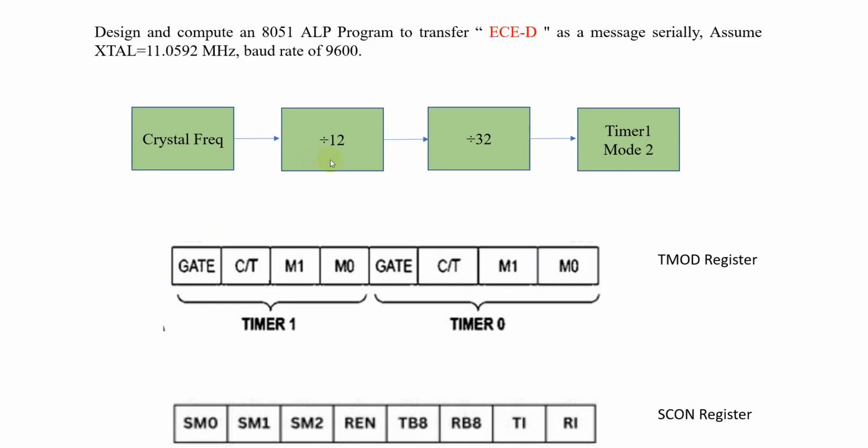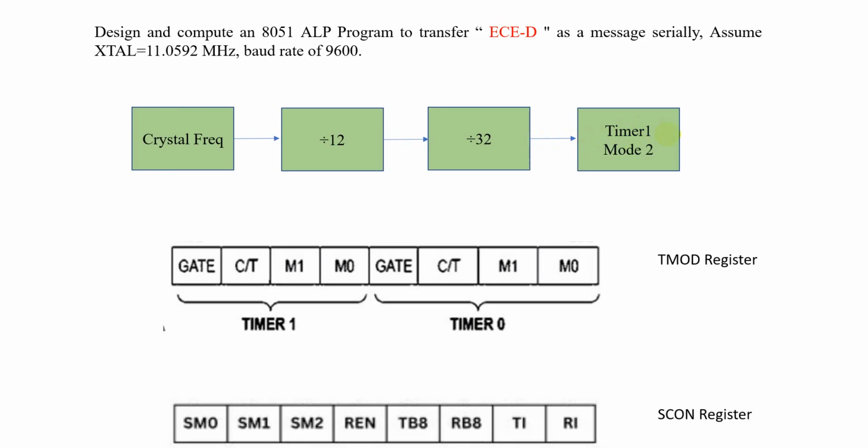To convert to the machine cycle frequency, we have to divide by 12. The next step is to convert it to the UART time interval, for which we have to divide by 32. That is given to timer 1 in mode 2. Usually in serial communication we use timer 1. It is dedicatedly used for serial communication purposes.